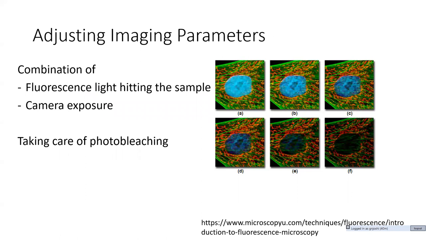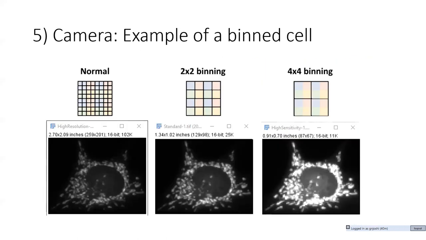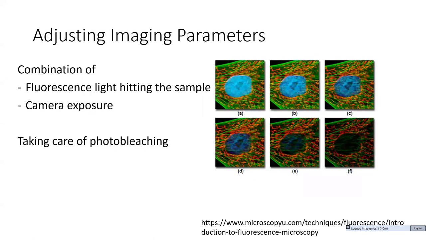So some of the important things with imaging parameters is also to understand two other things, which is that the imaging parameters are a combination of fluorescence light, which is hitting the sample, and the camera exposure. And all of this relates to whether or not your sample will photobleach fast. So I'll talk a bit more about the fluorescence light and the exposure as we discuss the user interface of Keyence. But as long as you are using a mounting media which has got anti-fade, for example, ProLong Gold, which has got anti-fade in it, the bleaching should not be terrible.